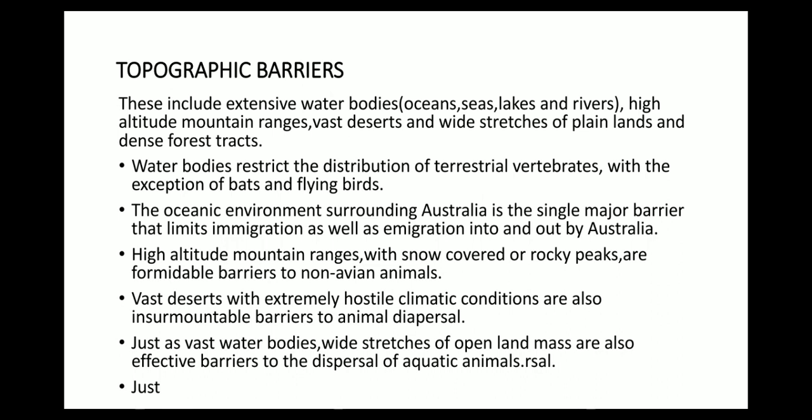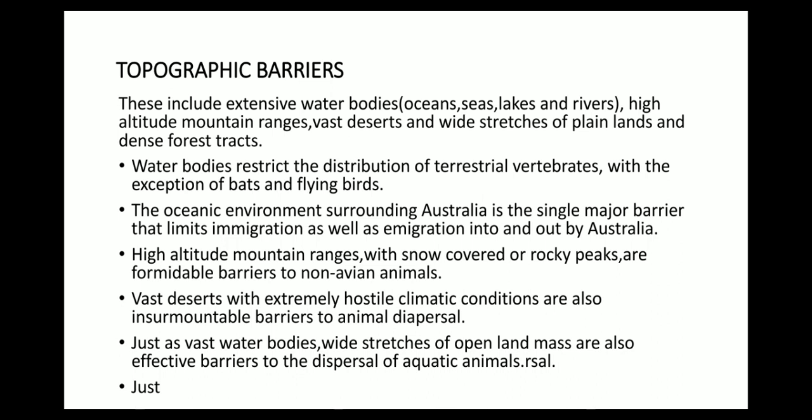Vast deserts with extremely hostile climatic conditions are also barriers to animal dispersal. Terrestrial vertebrates cannot cross these barriers, so that the faunal type on the two flanks of a desert will be distinctly different. For example, the presence of Sahara makes the flora and fauna of South Africa totally different from those of North Africa.